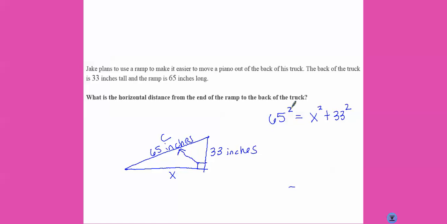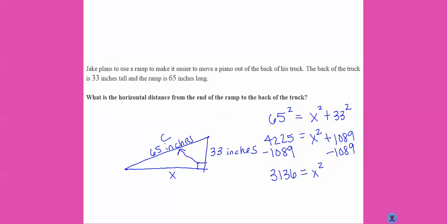Using my calculator, I found that 65 squared is 4,225 equals x squared, plus 33 squared is 1,089. Subtract the 1,089 on both sides. We get 3,136 equals x squared. Square root to both sides to undo the squared. And we get that x equals 56.